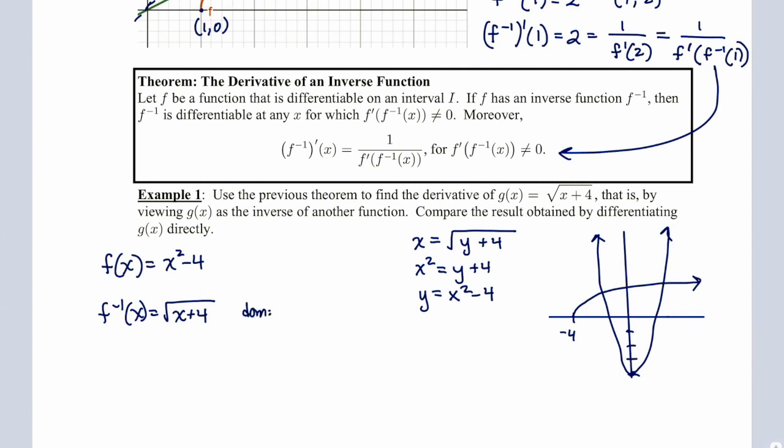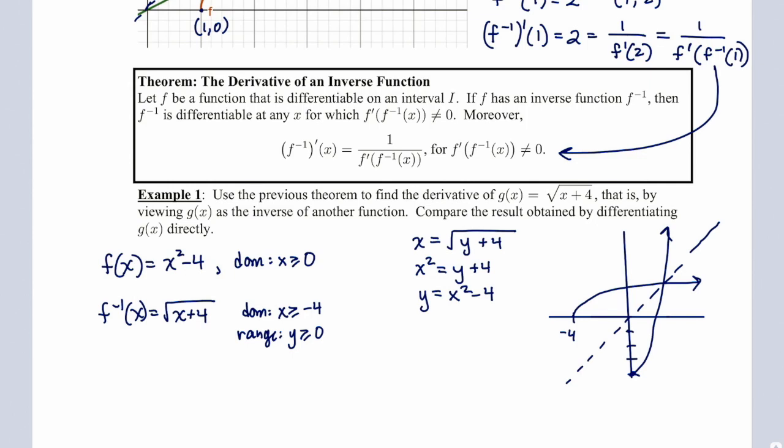Its domain is x greater than or equal to -4, and its range is y greater than or equal to 0. That means for this parabola, I can't take the whole parabola. I just need one side of this parabola so that it's 1-to-1 and so that its domain agrees with the range of the inverse that we had. So I only want the right side of that parabola. And then I can see that these two functions appear to be inverses of each other because they are symmetric across the line y equals x.